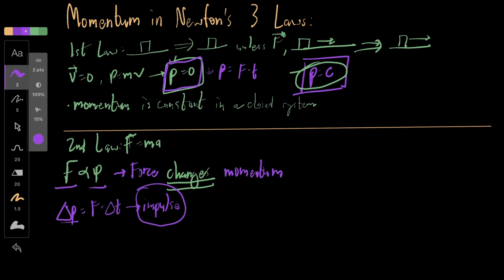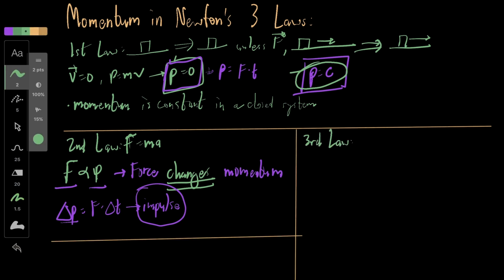Let's now cover the third law. Alright, let's start by saying, what does Newton's third law say? Well, it says that for every action, there's an equal and opposite reaction. So the force of object 1 on object 2 is equal and opposite to the force of object 2 on 1. Now, let's combine this with our other laws.